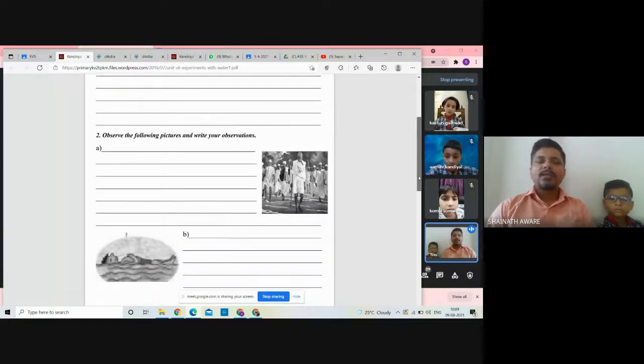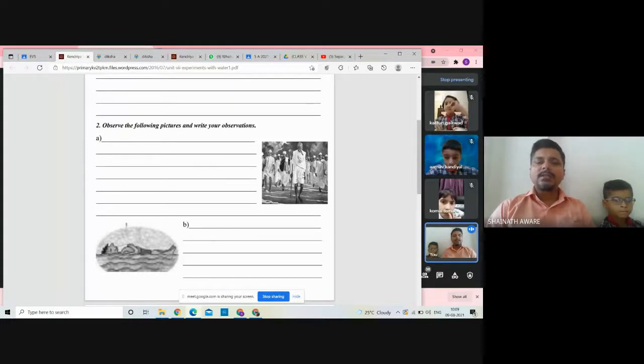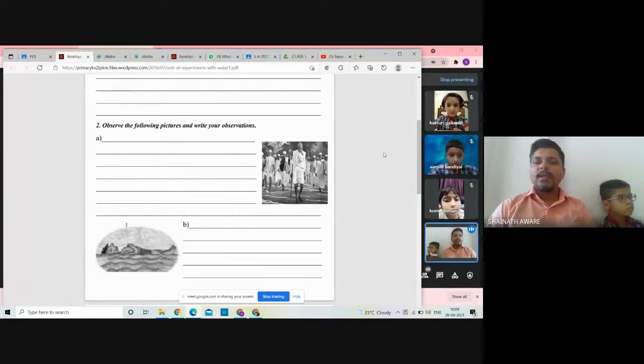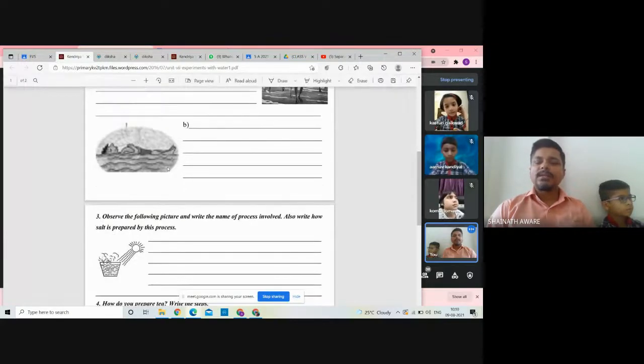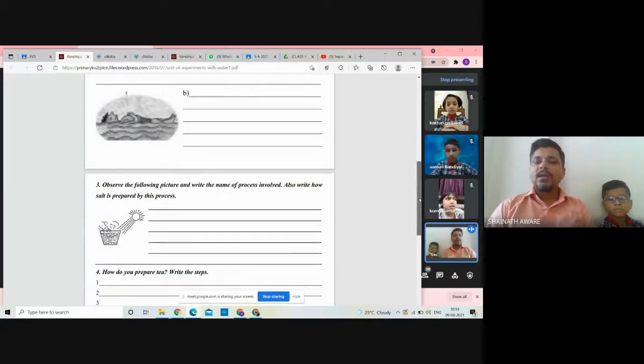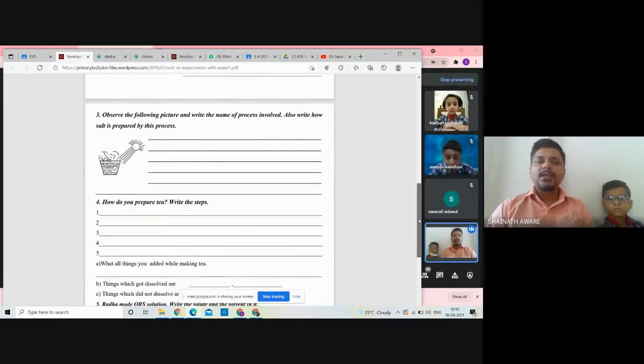The second one is observe the following pictures and write your observation. We already discussed the Dandi March in the previous period. So this is about the Dandi March. Afterward, this is about the Dead Sea. Whatever is mentioned in the textbook is just the introductory part. I request you to read more about the Dead Sea and write your own sentences. Most of these are long questions. Please try to write in your own words.